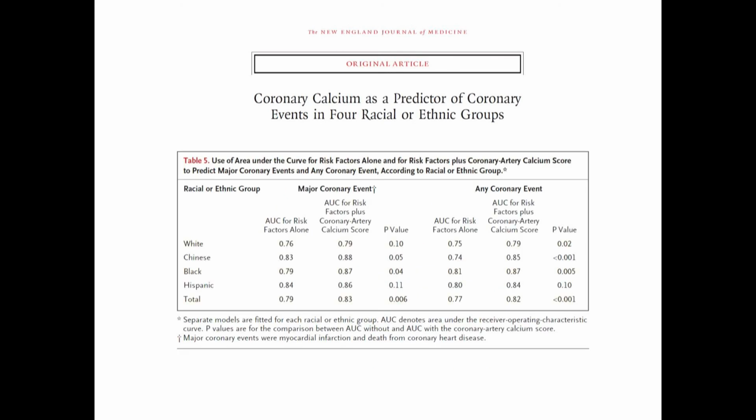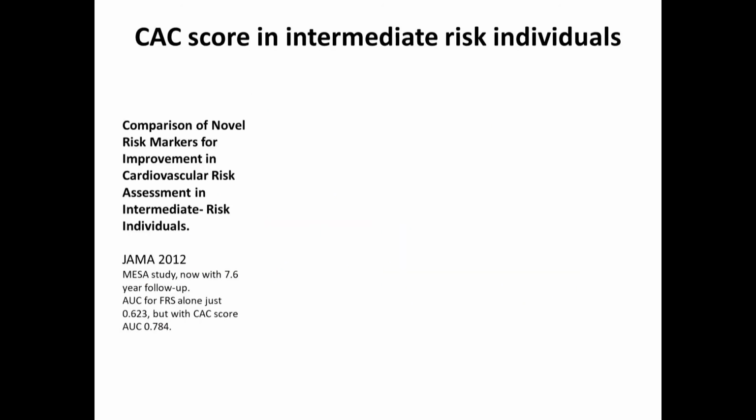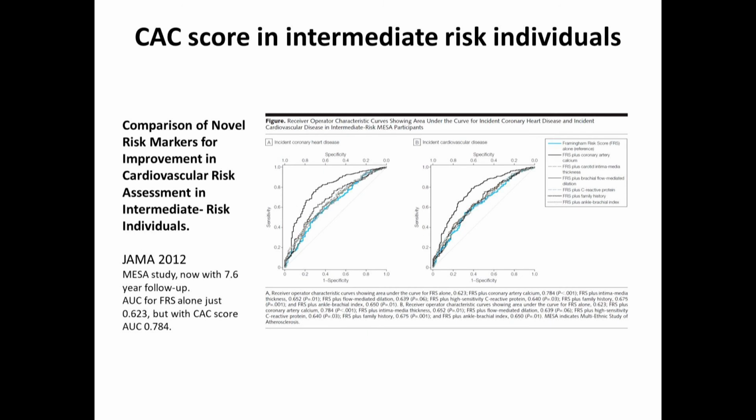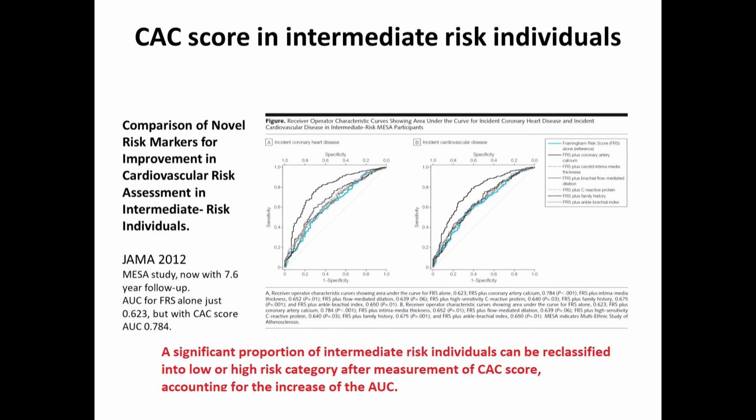The analysis of the area under the curve was higher if coronary artery calcium score is included in the MESA study, that is, compared to risk factor assessment alone. This is an analysis of the intermediate risk group in MESA. The area under the curve of the ROC was actually quite low at 0.623, and there was a large jump in the area under the curve up to 0.784 when calcium scoring was taken into account. Right, so there is a clear correlation between calcium score and future risk.